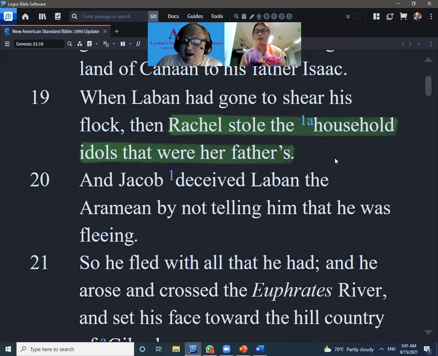And then when you make the idol, you supposedly have power over that god. And as long as you do what that god wants you to do, then he will bless you, or she will bless you. So Rachel didn't really trust the God of Jacob. That's a possibility. Or she's into syncretism and she's mixing both, which shows Laban was into syncretism because it says household idols.